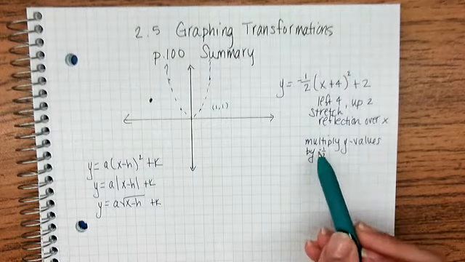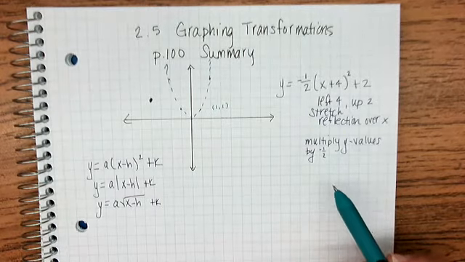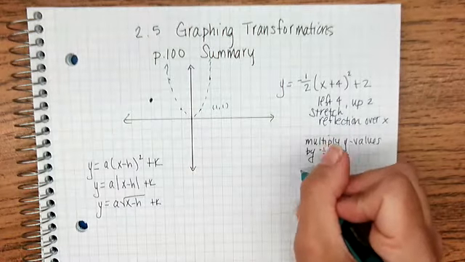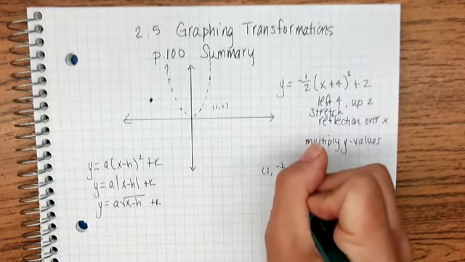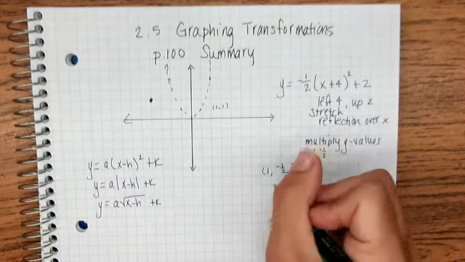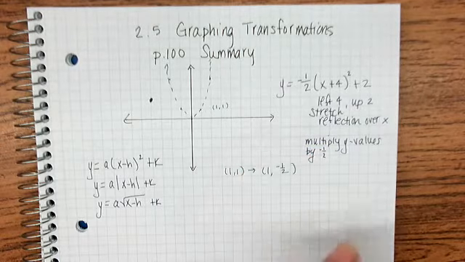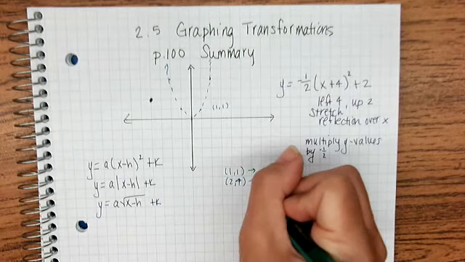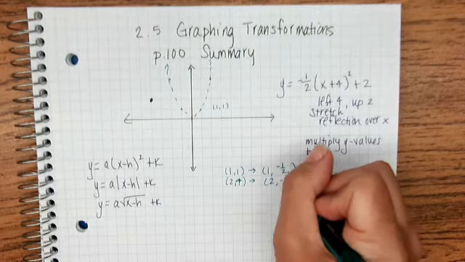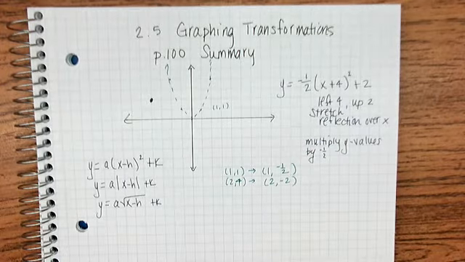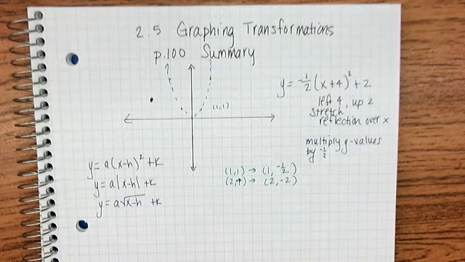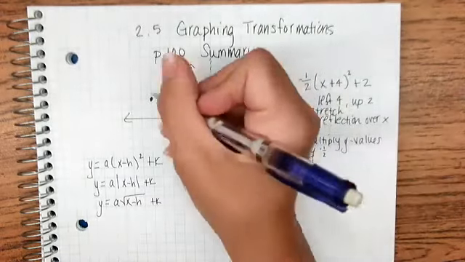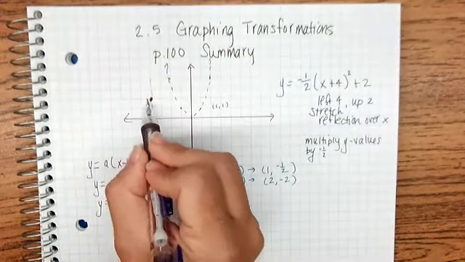I'm going to multiply my y values by -1/2. So instead of (1, 1), this point is now (1, -1/2). Instead of (2, 4), it becomes (2, -2). When I'm graphing these, I look at this new vertex, (-4, 2), and I tend to think of that as my new origin point.